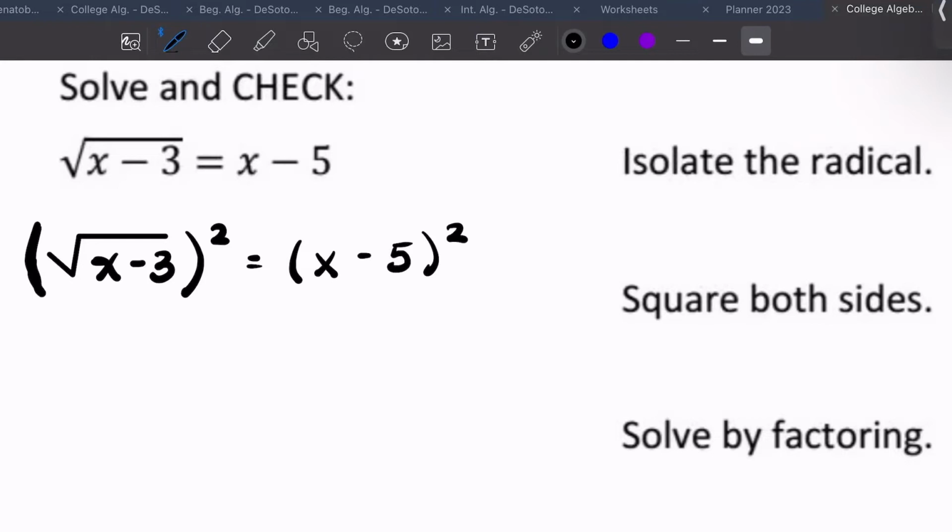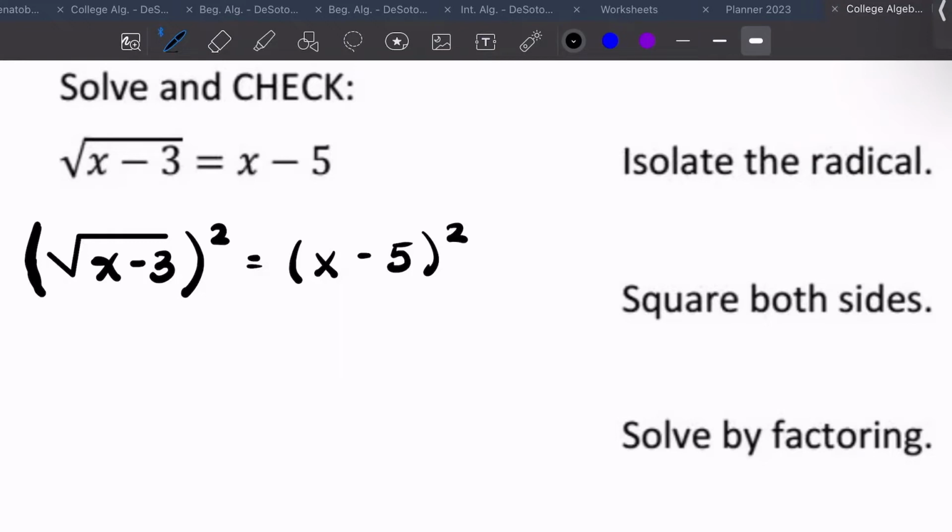Once again, we're getting rid of our radicals, so we're going to square it, just like when we get rid of our squares, we take the square root. They're inverses of one another, just like multiplication and division. If we want to undo multiplication, we divide. If we want to undo division, we multiply. If we want to undo a radical, we square it. If we want to undo a square, we take the root.